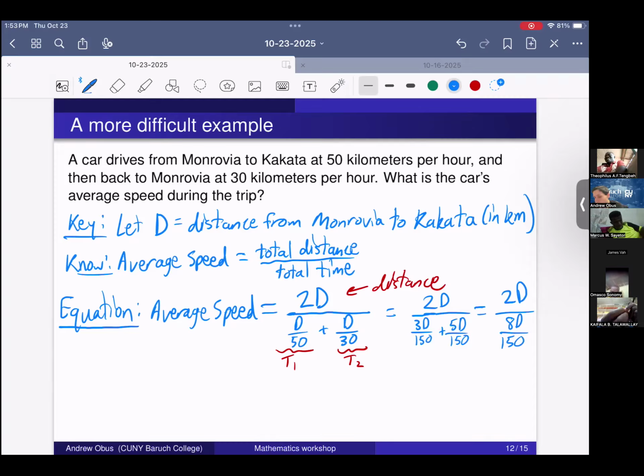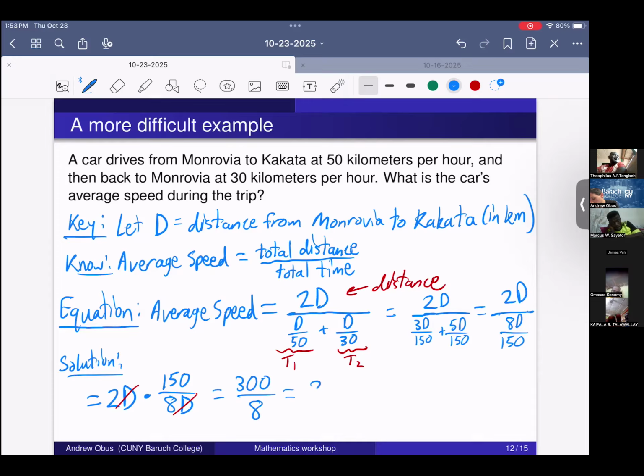Yes, that's going to be right. So now, what is that? Well, dividing by 8d over 150 is the same thing as multiplying by 150 divided by 8d. Now we're going to cancel out the d's. Now what we're doing is the solution. This gives us 300 divided by 8, or in other words, 37.5 kilometers per hour.